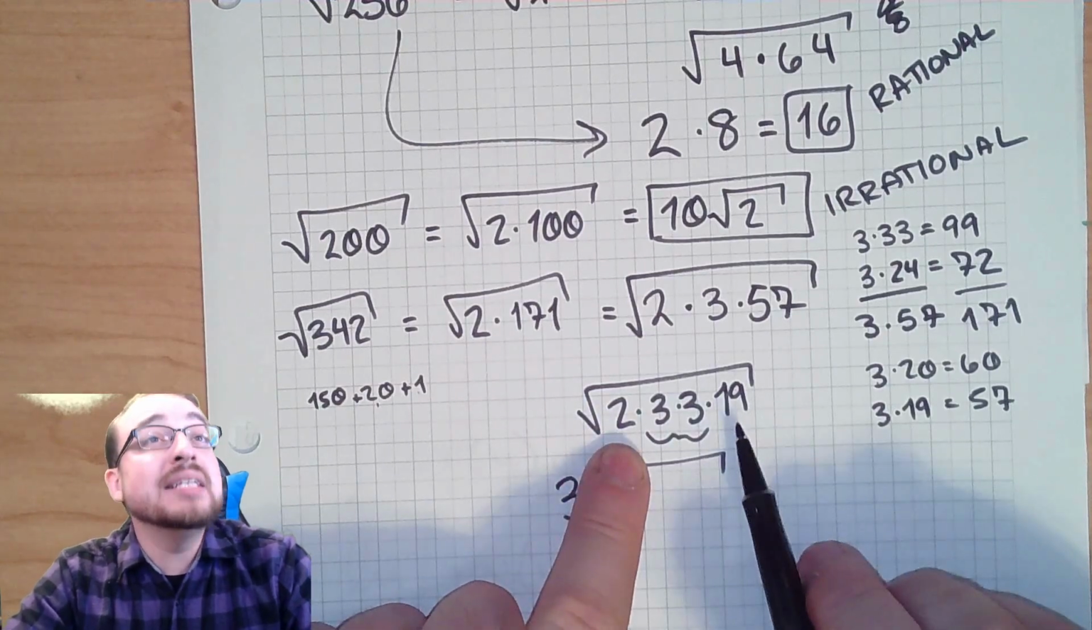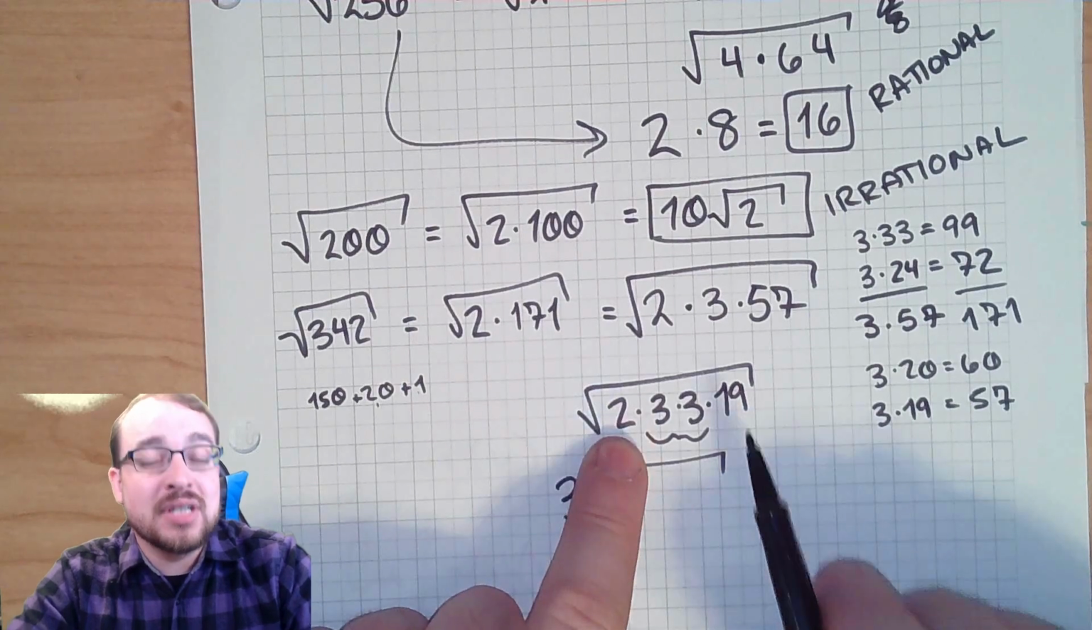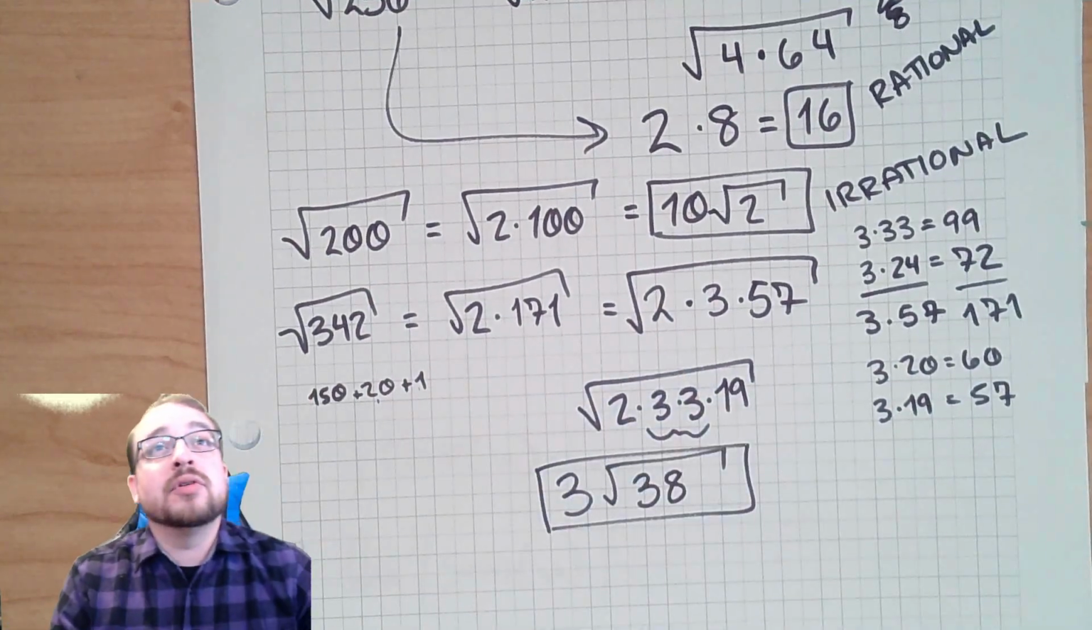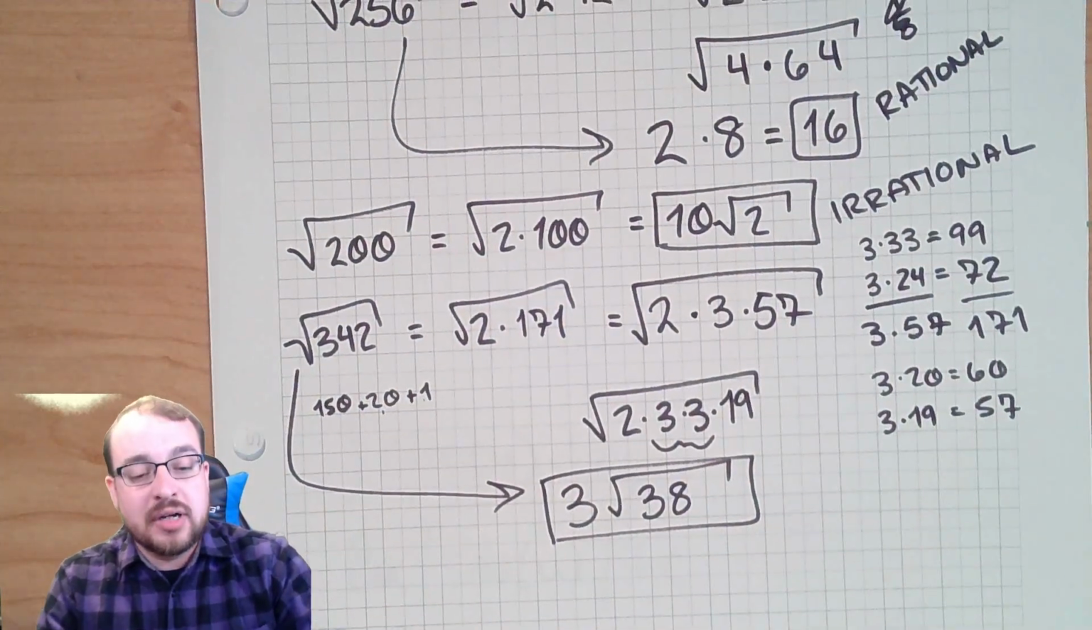2 times 20, if that was a 20, 2 times 20 is 40, right? So 2 times 19 is 38. So this simplifies to 3 times the root of 38, or 3 root 38. That's what this is right here. So we took out as much as we could.